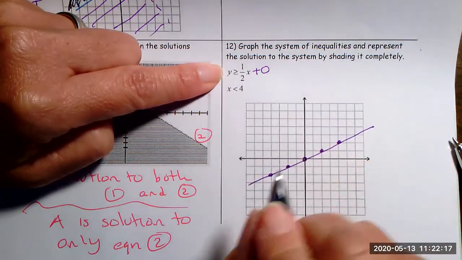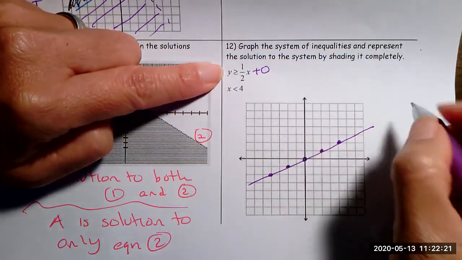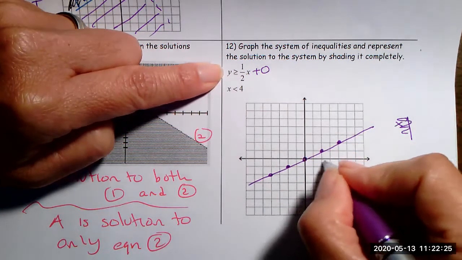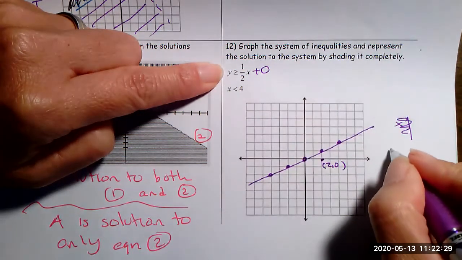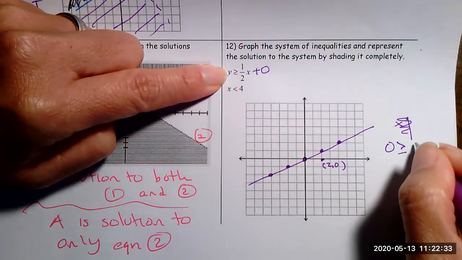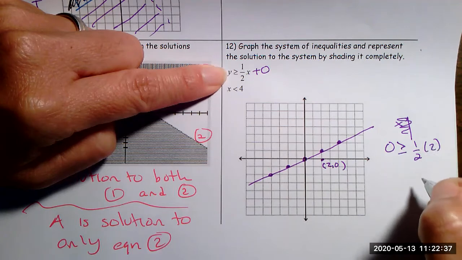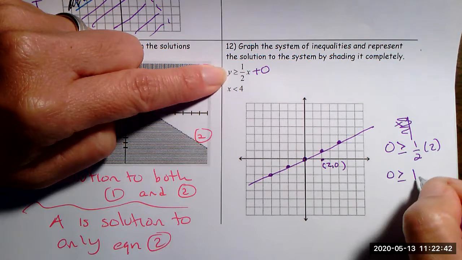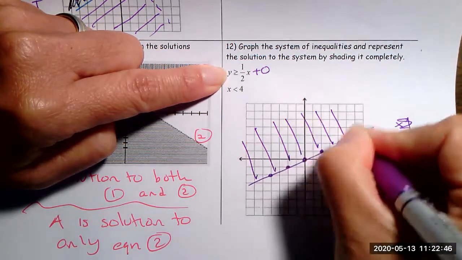I need to shade, but what sucks about this is I can't test (0, 0). No big deal. Test a different point. Let's test this point, (2, 0). You'll see why I chose 2 in a second. I'm going to plug (2, 0) into my inequality. You see why I chose 2? What's half of 2? I don't end up with a fraction. It just ends up as 1. So is 0 greater than 1? No. So I'm going to shade this way.